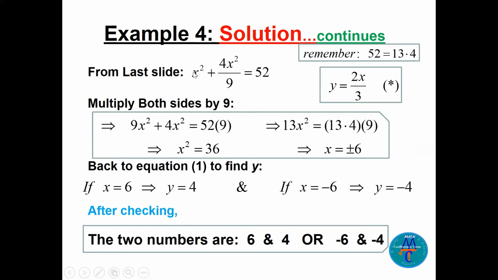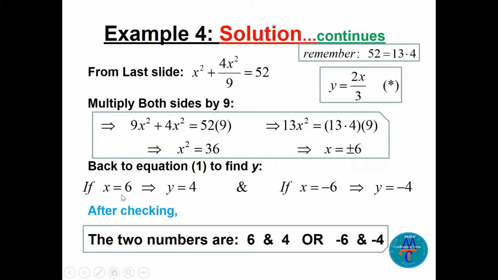So 9x squared plus 4x squared is equal to 52 times 9. You can add these two, 13x squared. I know the 52 is 13 times 4, so I can cancel the 13. So this is a little trick here. Without multiplying and dividing, you can leave it for a minute and then cancel the 13. 4 times 9 will be 36. So that's easy number now. X squared will be 36, so x will be plus or minus 6.